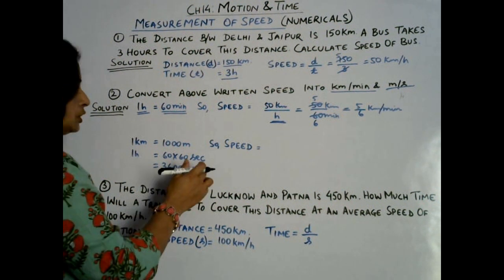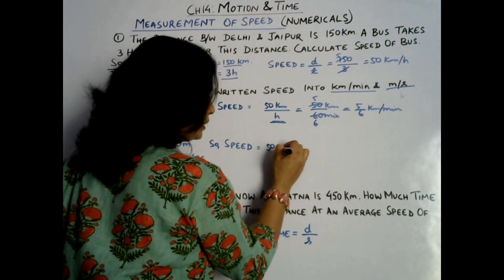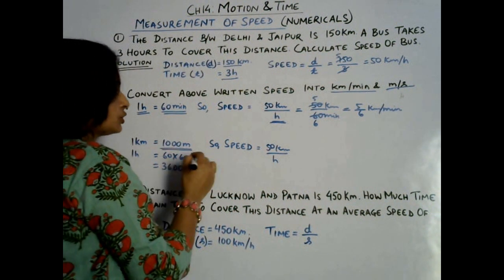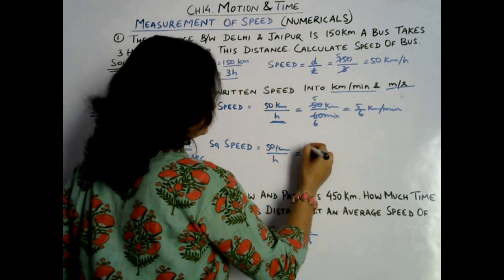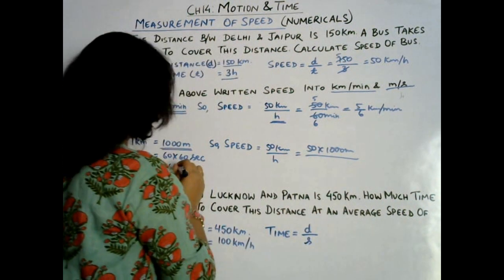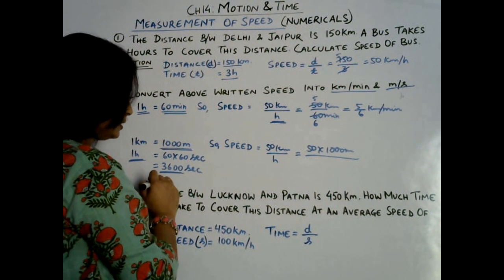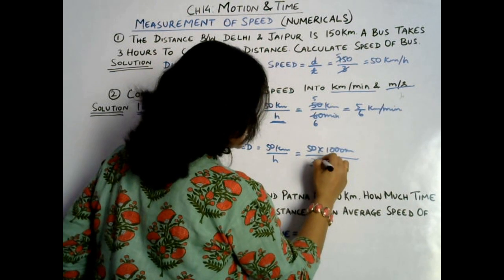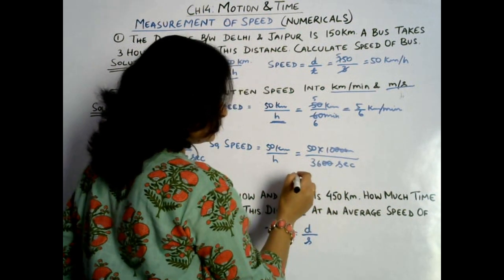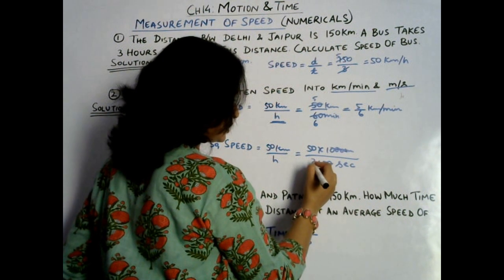Now let us convert it into meter per second. So again we write the same speed, 50 km per hour. So in 1 kilometer, how many meters? This is 1000 meters. So write down the value of meter here, 50 multiplied by 1000. Then hour into second. In 1 hour, 60 multiplied by 60 seconds, that is 3600 seconds.